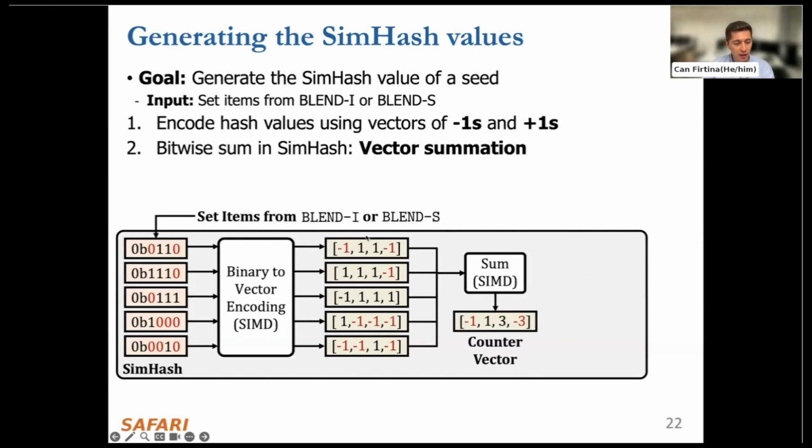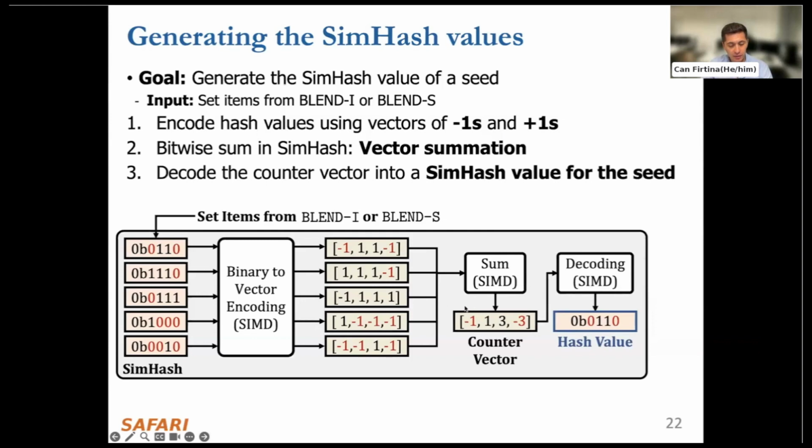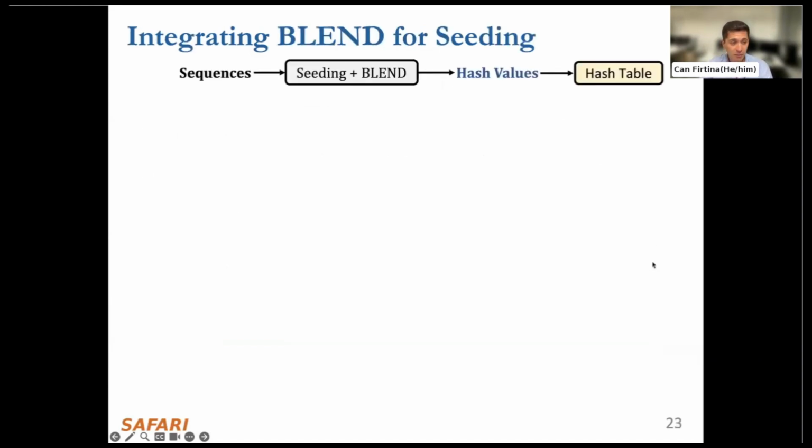So by using these encoded vectors, we perform a bitwise summation to generate the counter vector. And using this counter vector, we perform decoding to generate the hash value for a particular set of items, which is essentially the hash value for a seed. So meaning we can now use this hash value with the hash table to identify fuzzy seed matches.